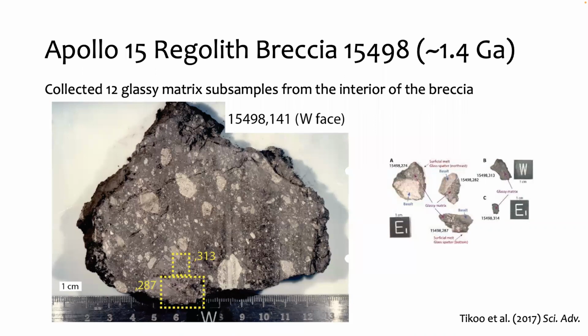And so in 2017, I published a paper which studied this Apollo 15 regolith breccia. What this breccia consists of is basalt clasts that are basically welded together with impact melt. And the impact melt formed at the time of the impacts that solidified the breccia, which ended up being about 1.4 billion years ago. We took 12 glassy matrix subsamples from the interior of that breccia. We cut off the clasts. We only used the clasts to help orient the pieces with respect to each other because they were recognizable features. And we conducted paleomag experiments on that glass.